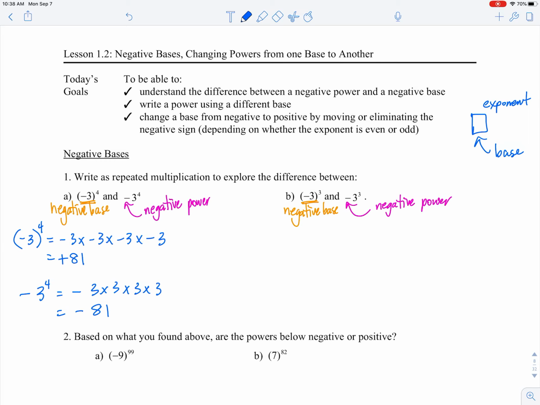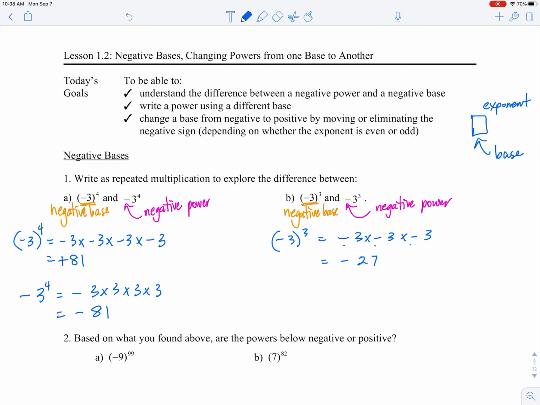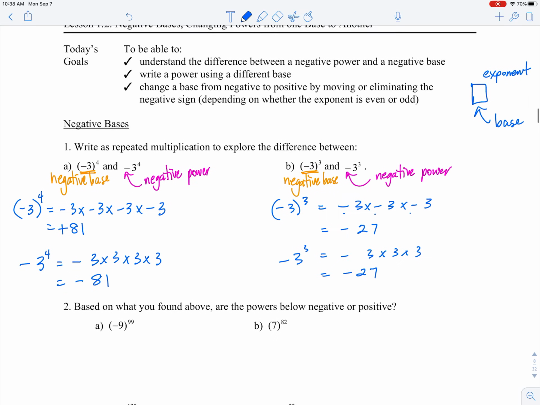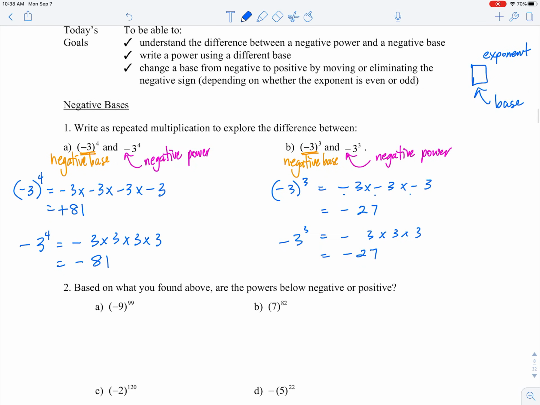But the negative base, it's going to depend on how many negatives we have that get repeated. So if we look at negative 3 as a base to the 3, that's negative 3 times negative 3 times negative 3. 1, 2, 3 negatives makes a negative. 3 times 3 times 3 is 27. And negative 3 to the 3, negative out front, and then 3 times 3 times 3 equals negative 27. And so negative powers are always negative.